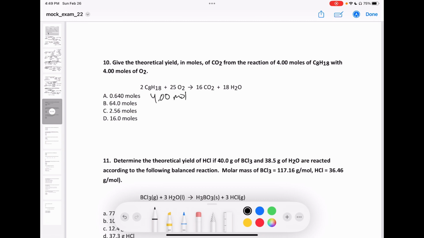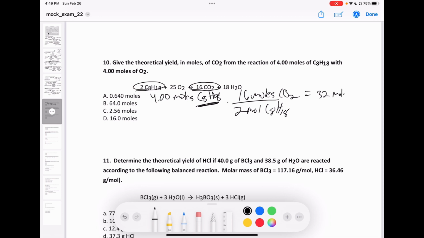4 moles of C8H18, and again we're going to use that internal mole ratio. So for every 2 moles of this that react, 16 moles of this are produced. So we want to get rid of this right here, so we put this on the bottom, and we want moles of CO2, which is 32 moles CO2. So that's how much 4 moles of this will give you. Now we're going to try this.